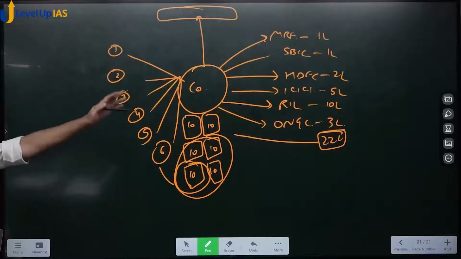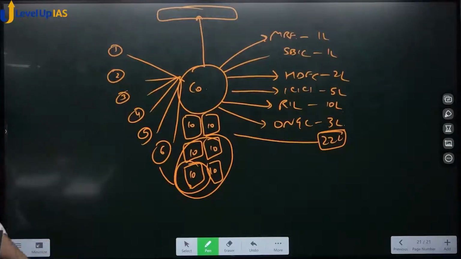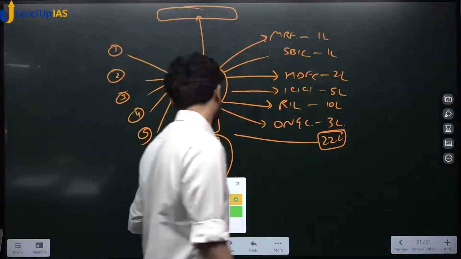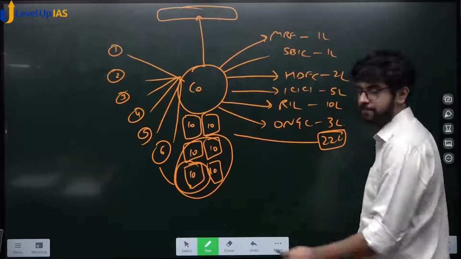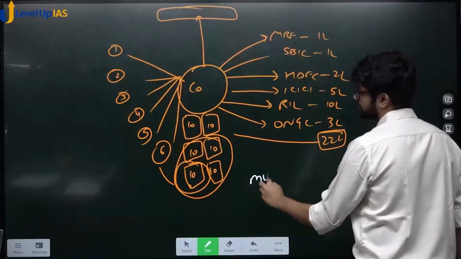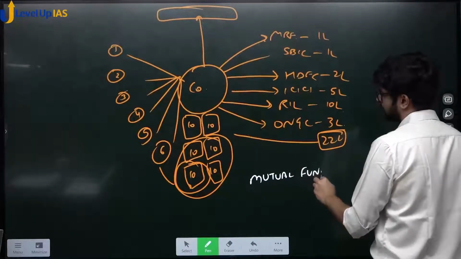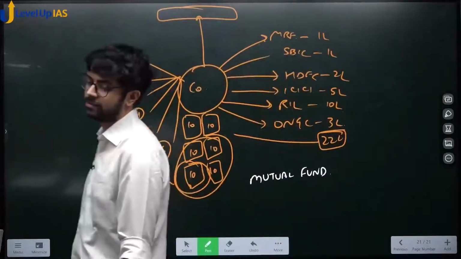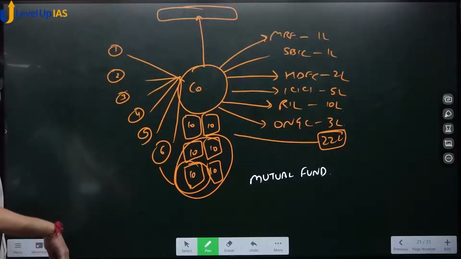You might not be able to handle the investment in these shares, but the company can appoint proper people. Understood? This is very important to understand. That is why I am telling you. This is nothing but a mutual fund. This is what a mutual fund is. This is a mutual fund.